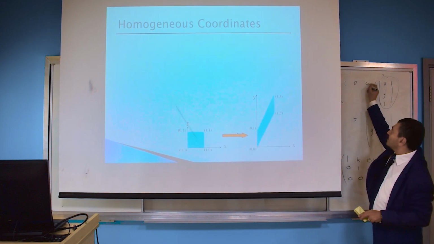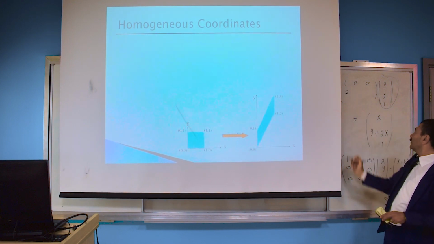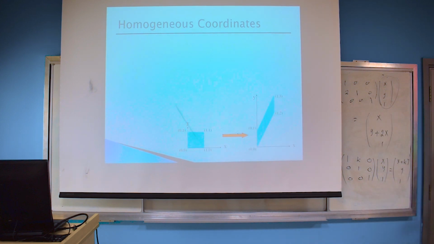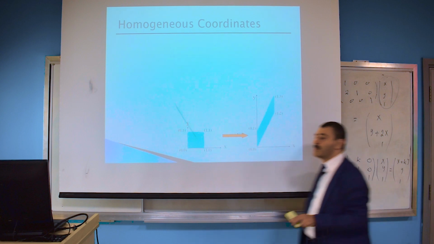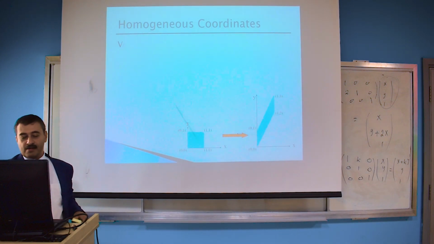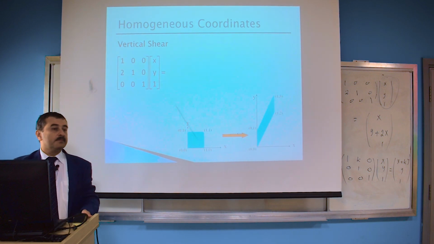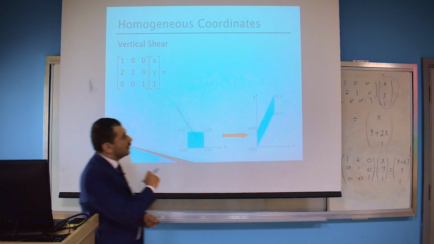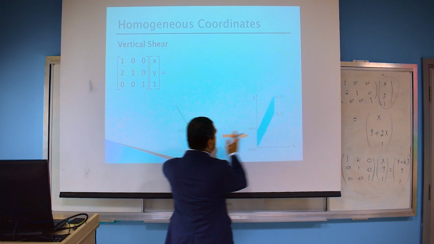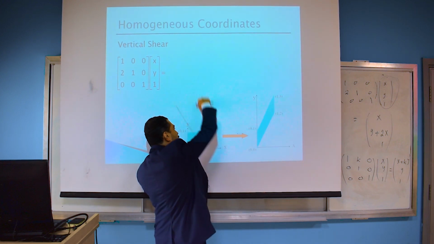So matrix 1, 0, 0, 2, 1, 0, 0, 0, 1. Okay? Is it simple? Okay. This is not shift. Shift, you find the object is moved to this place. But this is not shift. You just shear the object this way.